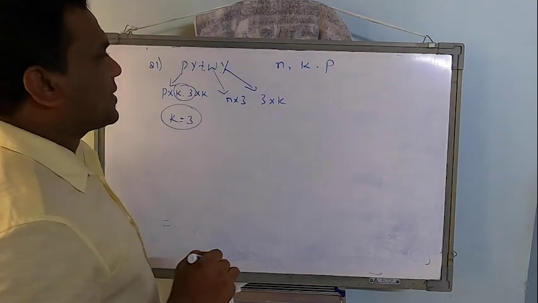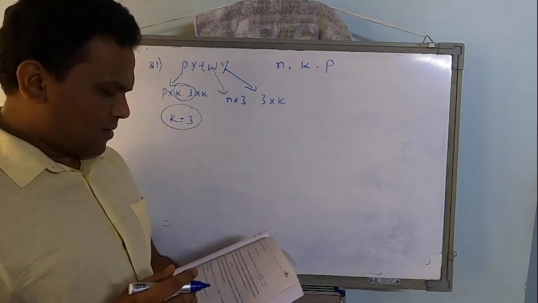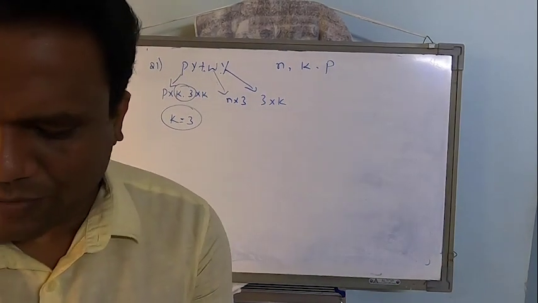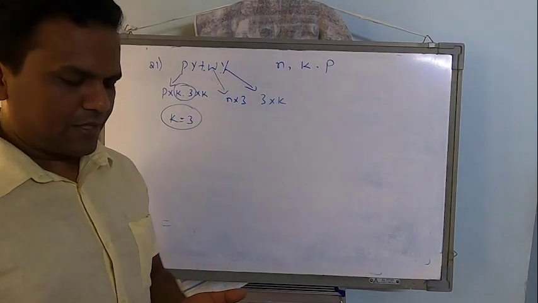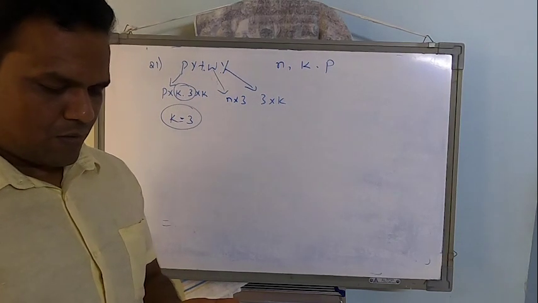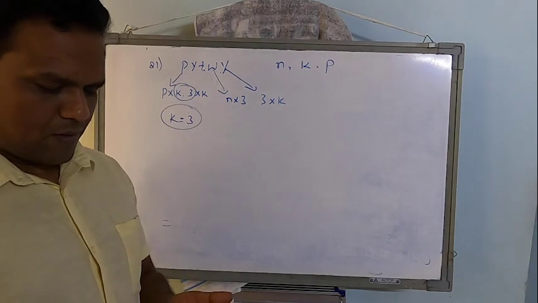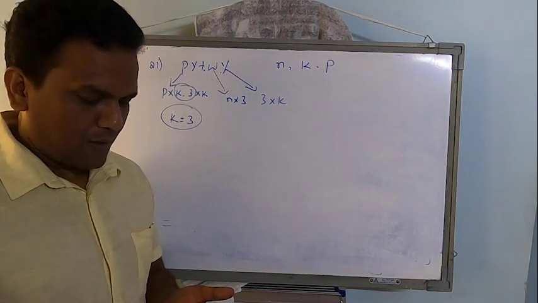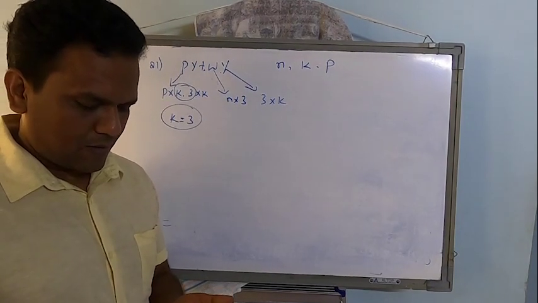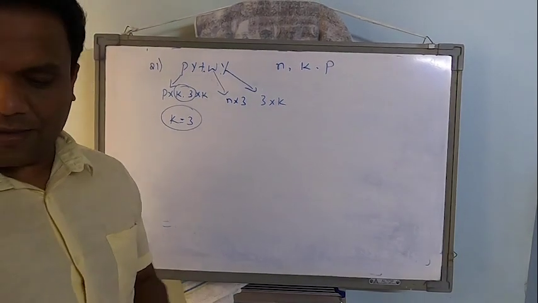We got to know one condition, right? In how many options do we have K equal to 3? Option A or option C. So I already eliminated two options. So what is my option A? P equal to N.